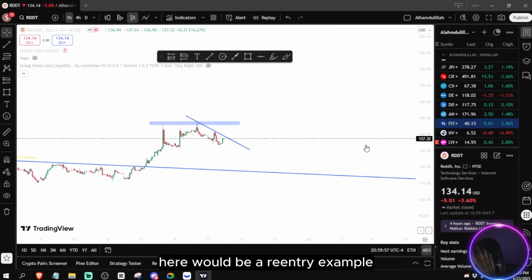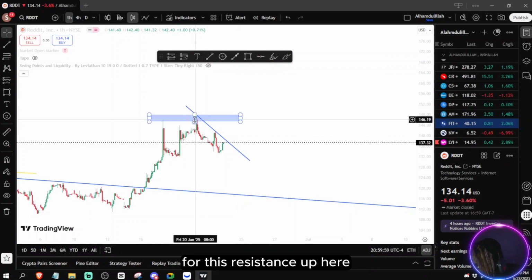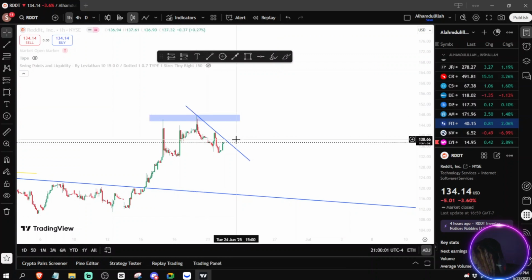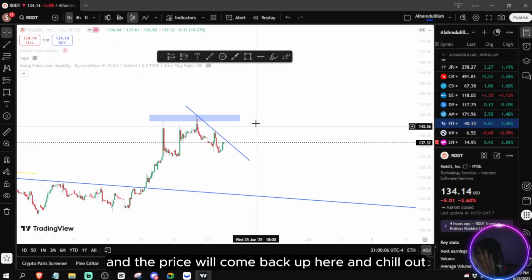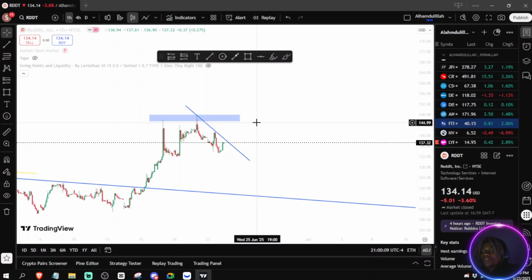Here would be a re-entry example for this resistance up here. Wait for this to get past, break out, boom, and then price will come back up here, inshallah. Nice, 10 points.